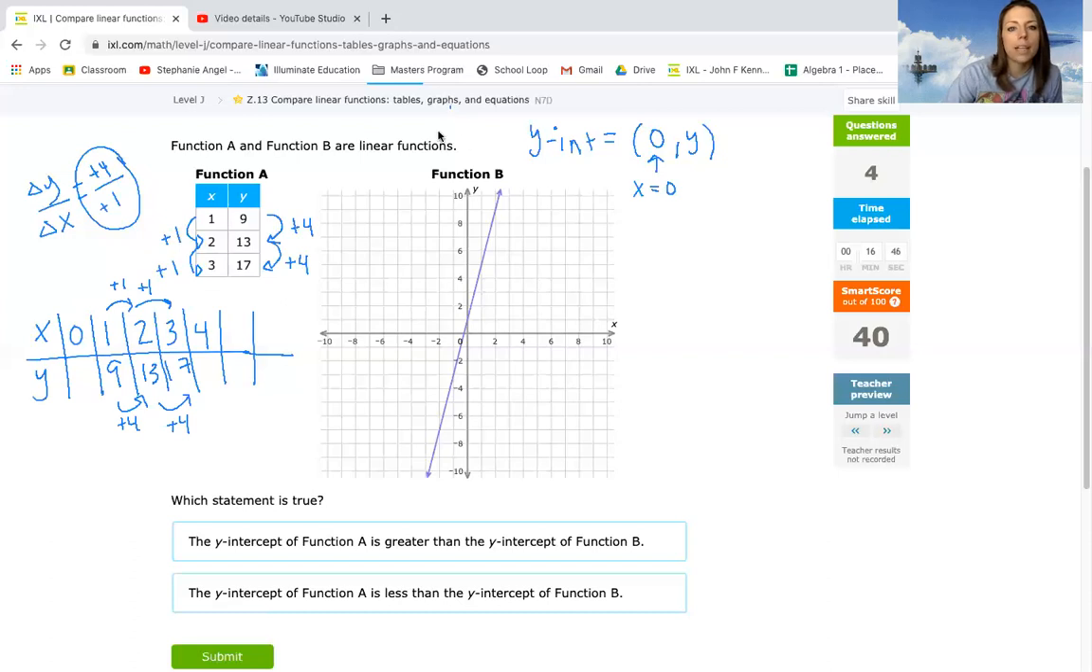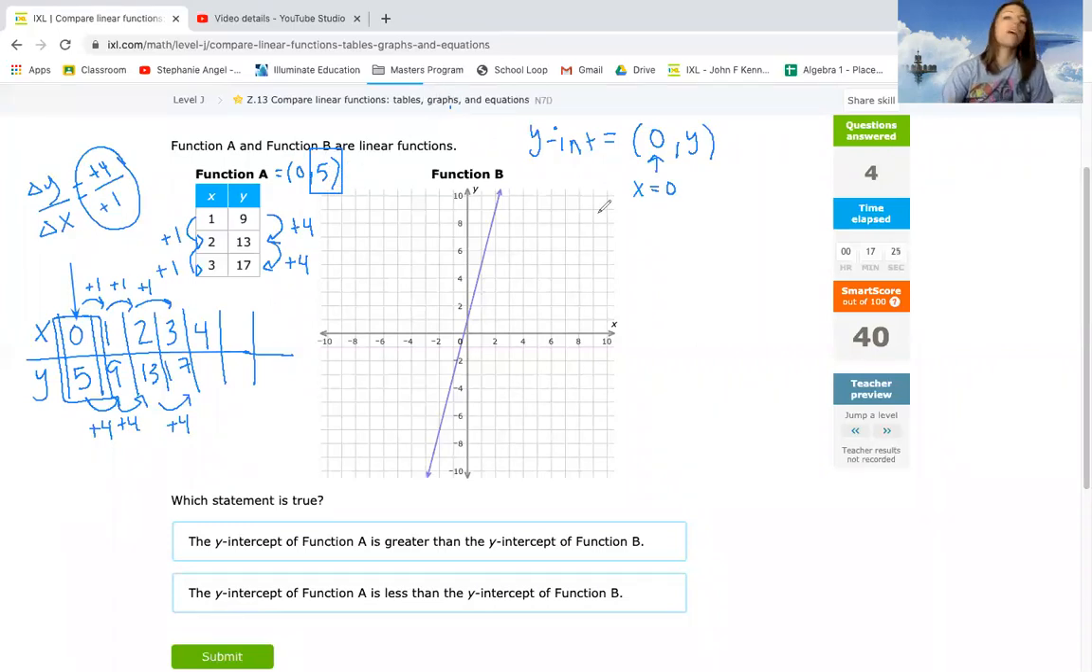I want to find when x is 0 because this point will be my y-intercept, and that's what I care about. So really, you're going to work backwards. What's the change from 0 to 1? That's a change of positive 1. And then I want to make this change also positive 4. So what plus 4 is 9? That would be like doing 9 minus 4, which is 5. So in function A, my y-intercept is (0, 5), or for the sake of this, IXL, we're just going to look at it as 5.